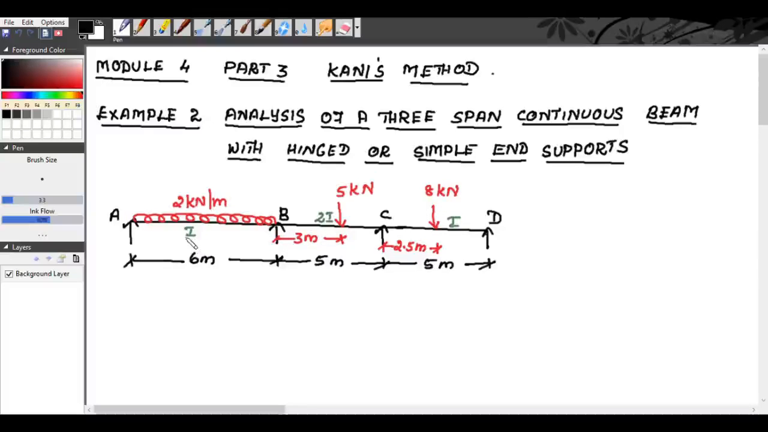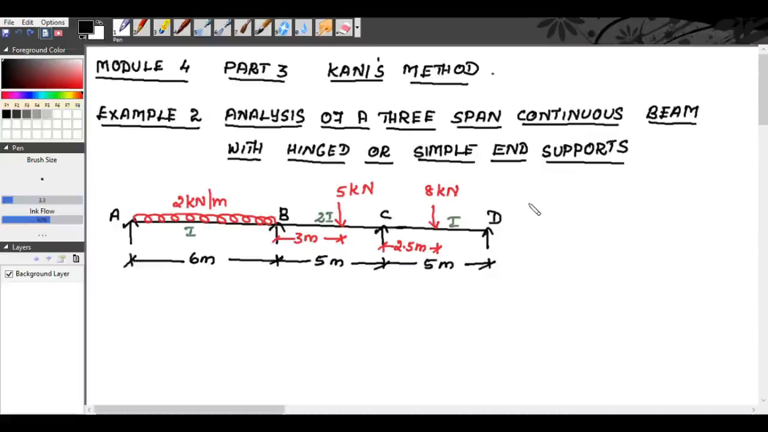In span AB you have a UDL of 2 kilonewton per meter. In span BC we have a 5 kilonewton concentrated load acting at a distance of 3 meters from B. In span CD we have an 8 kilonewton load acting at a distance of 2.5 meters from D.